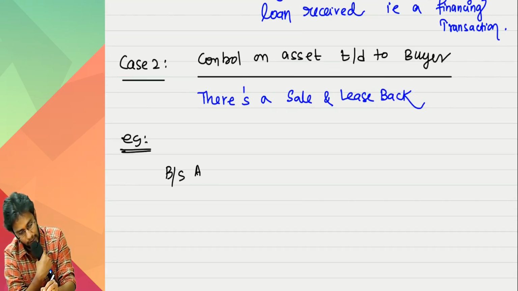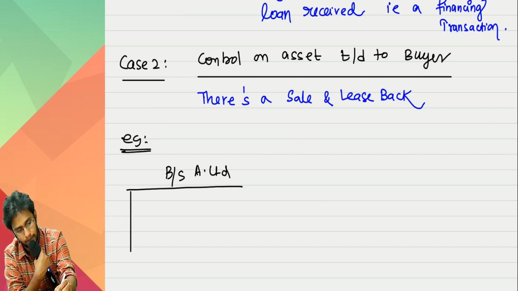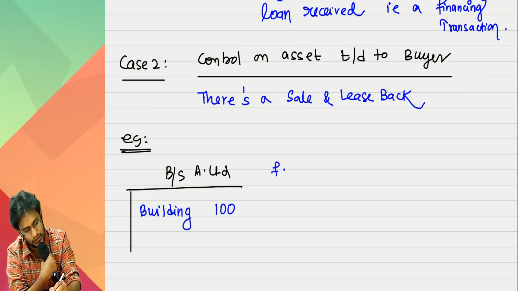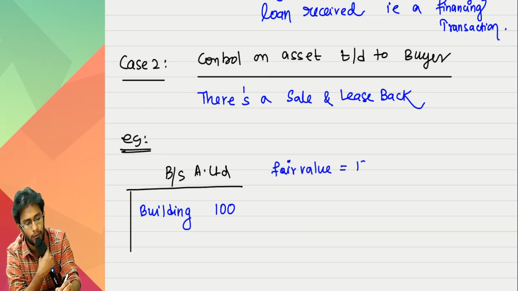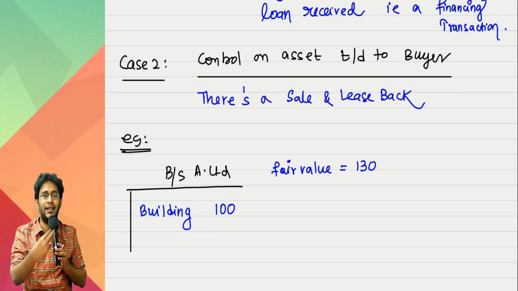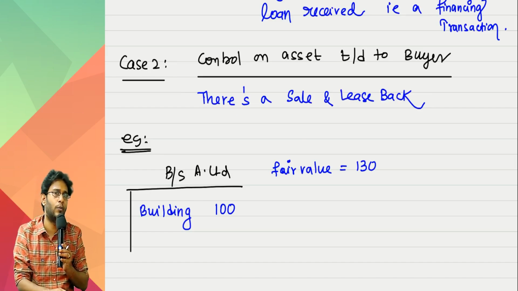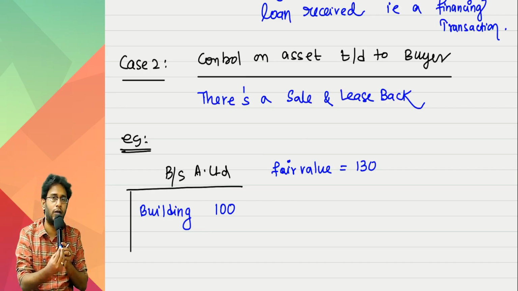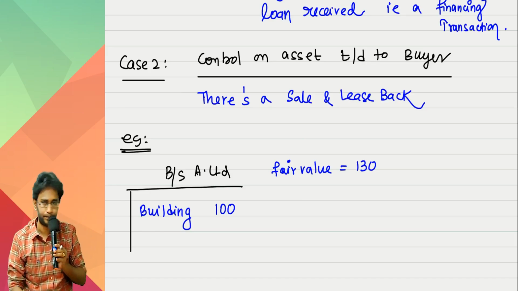Sir, this fellow is A Limited. In his balance sheet he is having one asset called building. The building's carrying amount is 100. Its fair value, that means if you sell off this asset in the market, anybody would pay you an amount of 130 rupees. So if you really sell in the market, forget about lease, how much profit do you deserve? 30. Ideally that 30 should be recognized in my P&L account as income. Ind AS 16: gain or loss on derecognition of an asset should go to P&L.